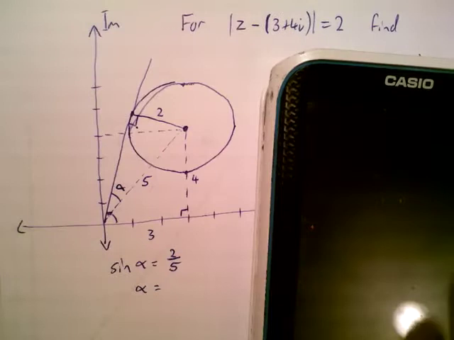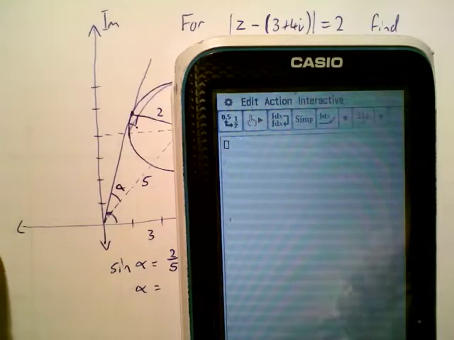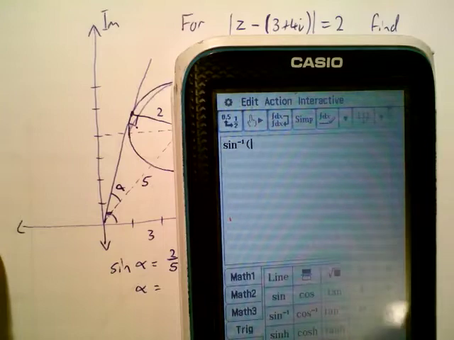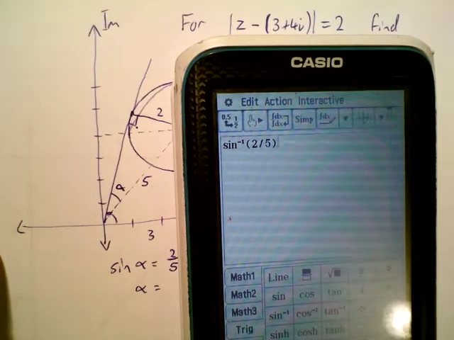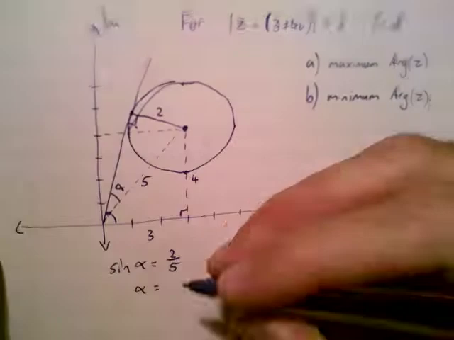So just bring up sine to the -1 of 2 divided by 5. So we get 0.41 radians for alpha.